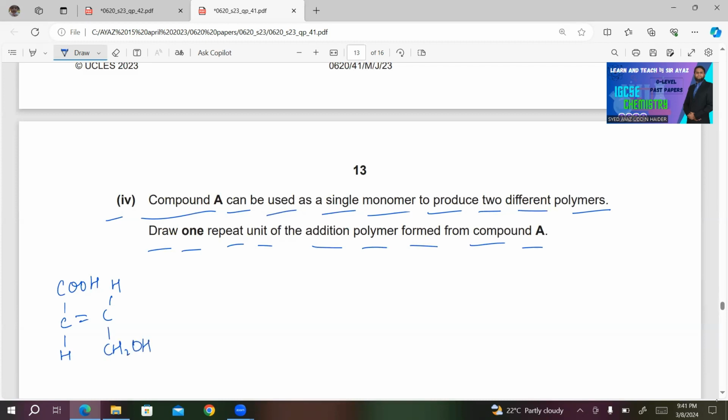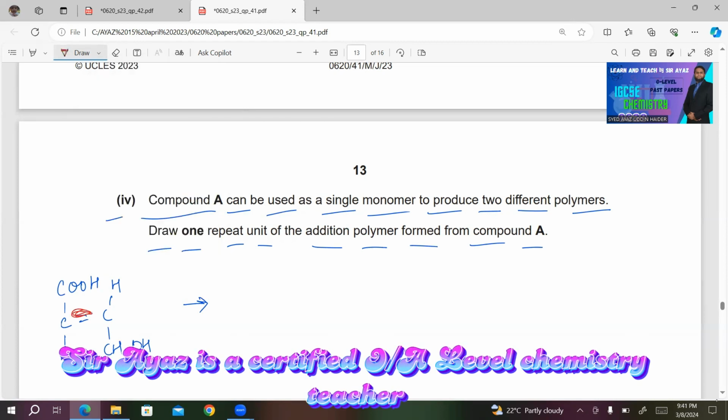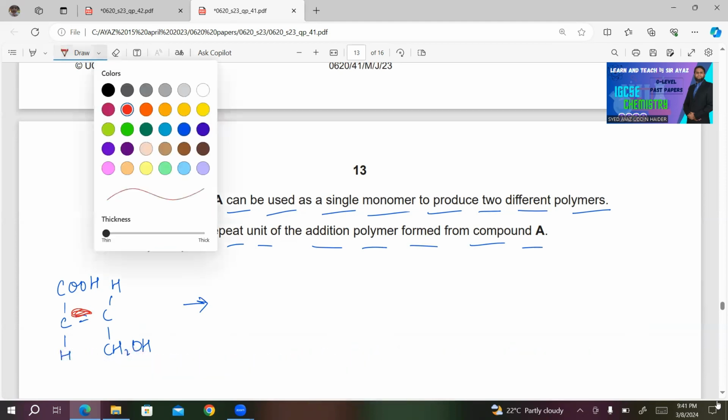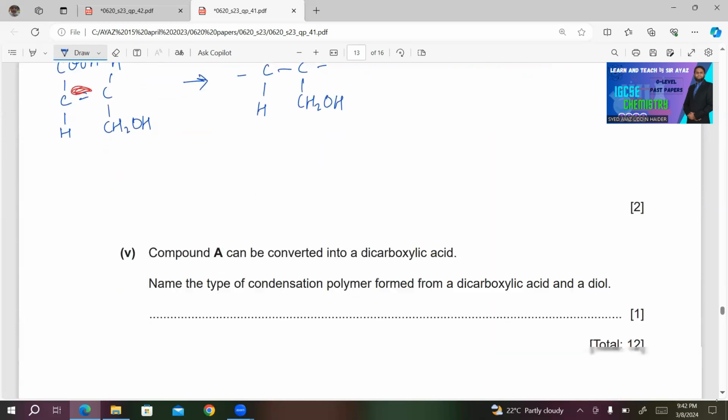Now I need to draw the repeat unit of this addition polymer. So in order to draw the repeat unit, exclude this double bond. It is an addition reaction, so this bond will be removed and you have only single bonds. COOH, H, CH2OH, H. Here we have single bonds in order to saturate it. So this will be the final repeat unit of the addition polymer formed from compound A.